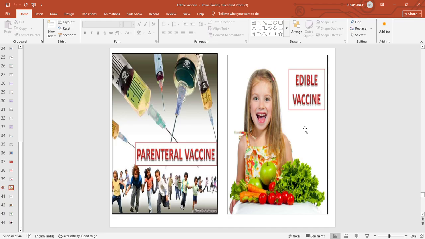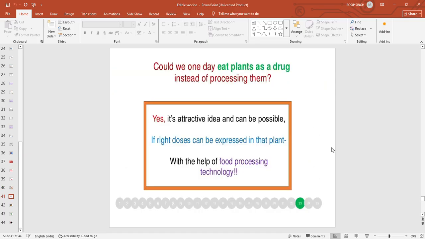So this is the example. This is just to show that edible vaccines can be easily accepted by kids and others. The question is, could we one day eat plants as a drug instead of processing them? Yes, it is an attractive idea and can be possible. If the right doses can be expressed in the plant, with the help of food processing technology, it may be possible in the future.